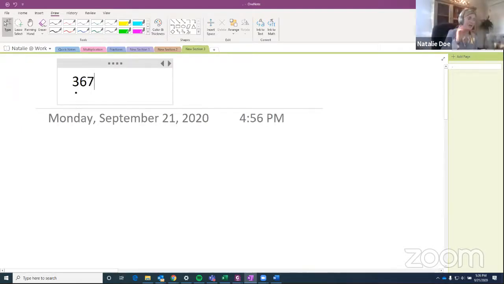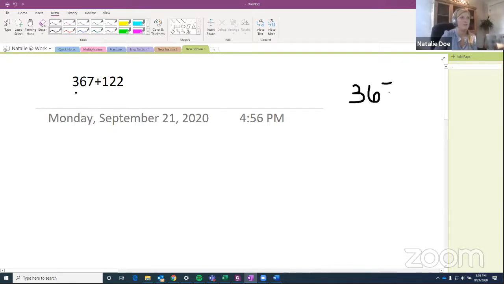I want to add 367 plus 122. So where do we start? How do we go about doing this? Just like with the decimals, the first thing you want to do is line them up so that all the places match. So I want my 367, and I'm going to write my 122 directly below it. So again, the ones place should line up, the tens place should line up, and the hundreds place should line up.